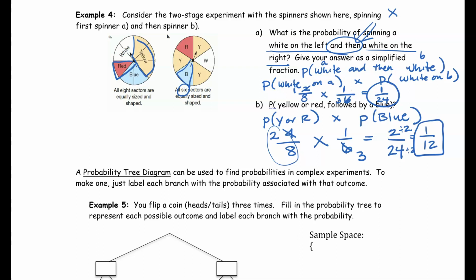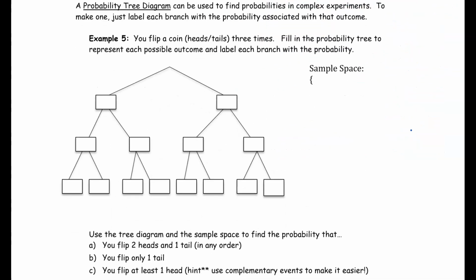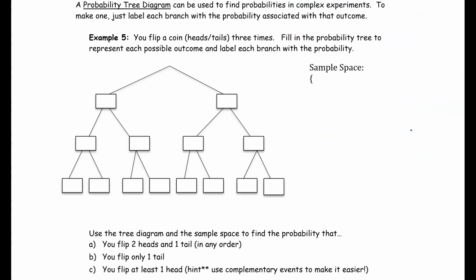So this next part we're going to do, it's called a probability tree diagram, which I know you're probably thinking we just did a tree diagram. Well, probability too. A probability tree diagram is just a tree diagram where we write the probabilities on each branch.